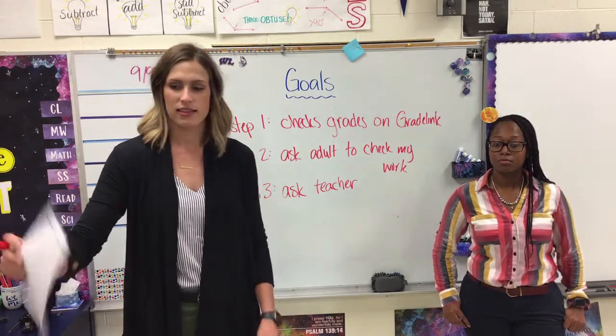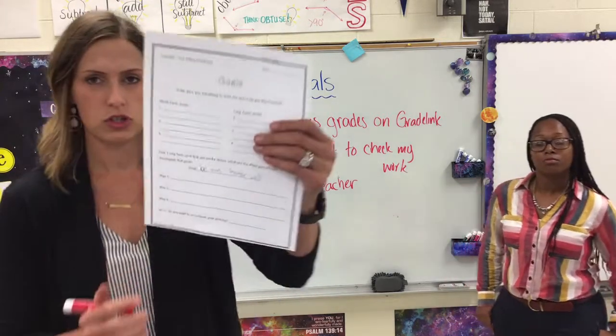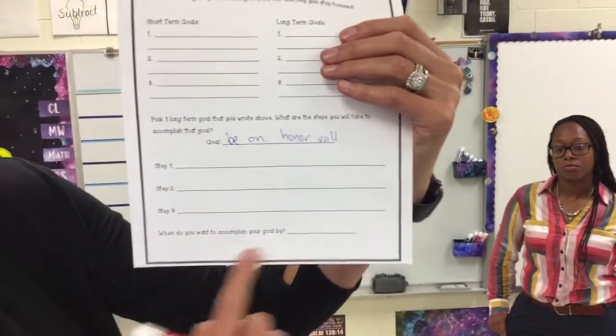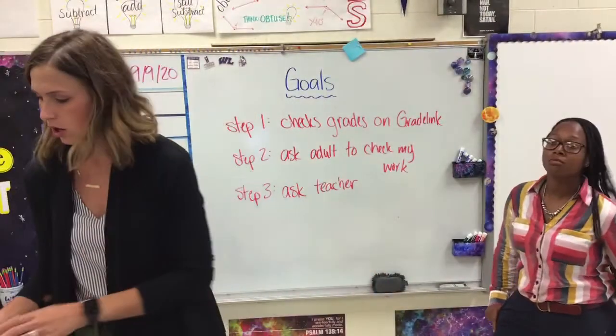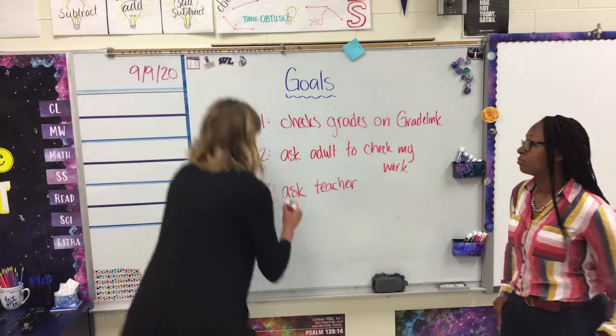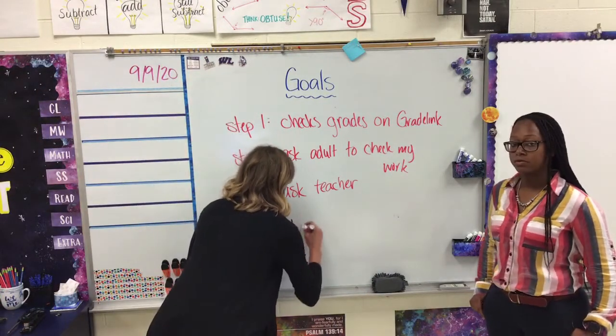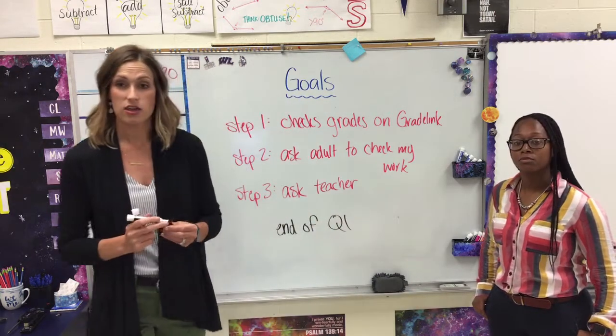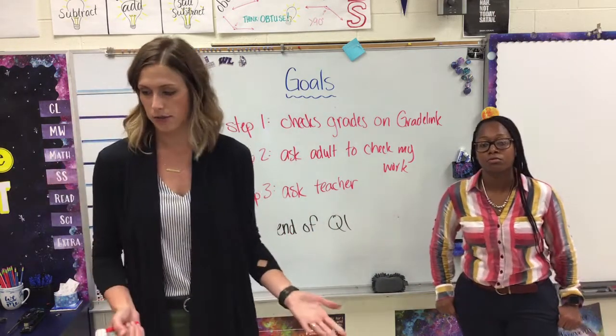Okay? Then the last thing that you want to do is decide when you want to accomplish that goal by. So right at the bottom, when do you want to accomplish that goal by? Well, if it's honor roll, we want to accomplish that goal by the end of the first quarter. Q1 means first quarter, okay? So by the end of first quarter is when we want to accomplish our goal.